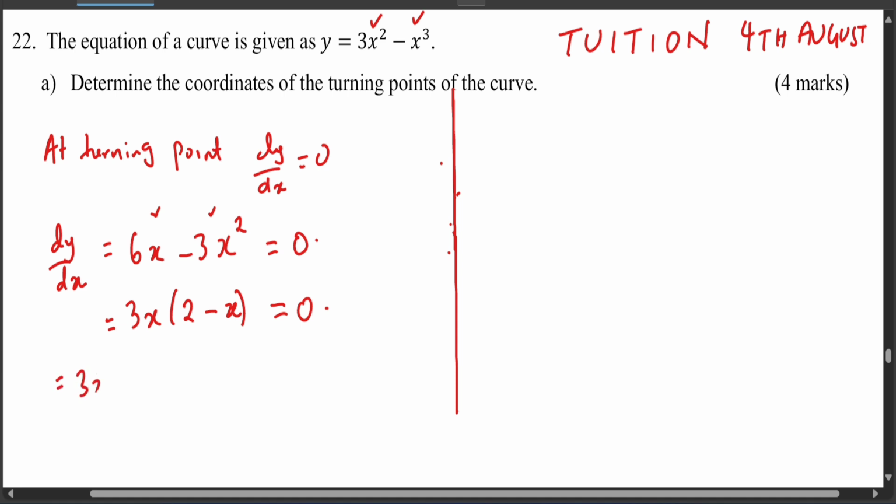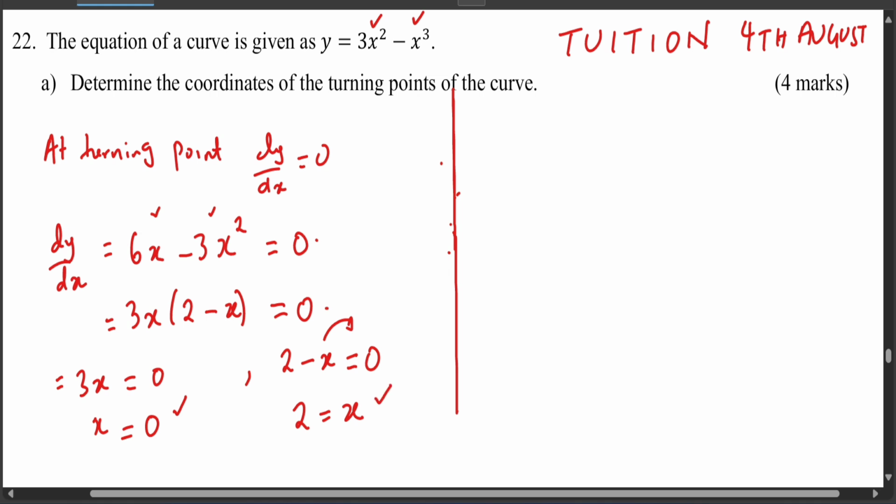So now we equate each one of them to 0. So 3x equal to 0. Therefore, if you divide by 3, bado x will be equal to 0. So as for the other value of x, itakuwa ni 2 minus x equal to 0. Minus x peleka the other side, so your x itakuwa ni 2. So x yako ya kwanza ni 0, x yako ya pili ni 2.